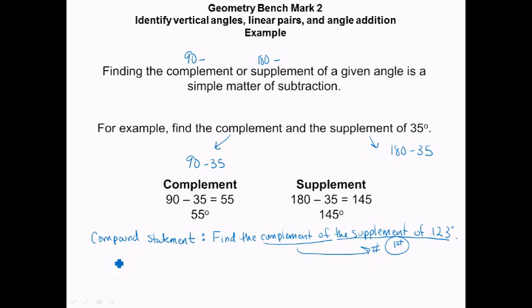So the supplement of 123 would be 180 minus 123, which would be 57 degrees. And then I find the complement of that. So I do 90 minus 57, which would be 33 degrees. I think. Is that 33? Did I do that in my head right?